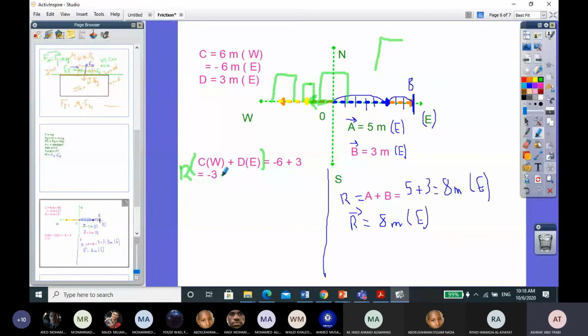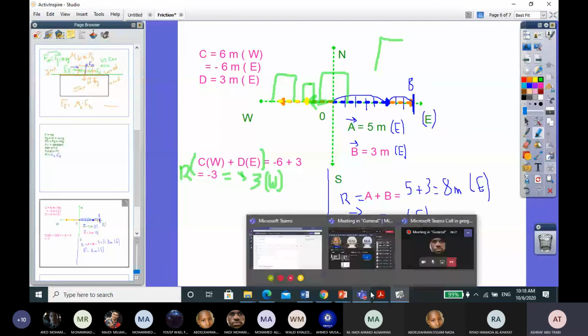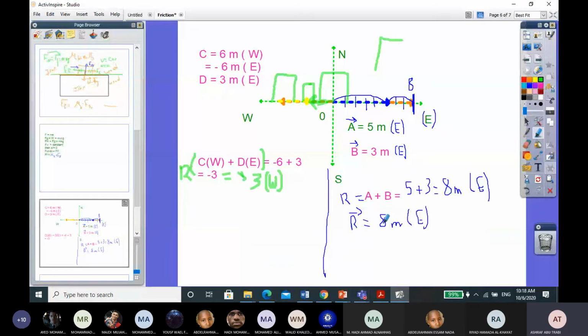The resultant is -3. We can say that it is equal to 3, but to the west. Okay, guys, it's clear. Yes, everything is clear. Guys, your assignment will be so easy, just knowing the origin.